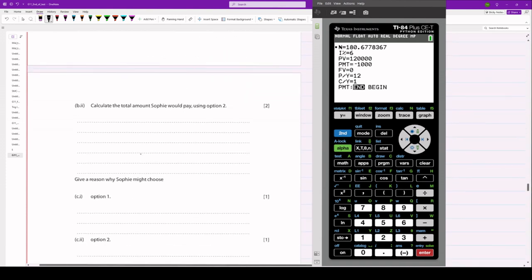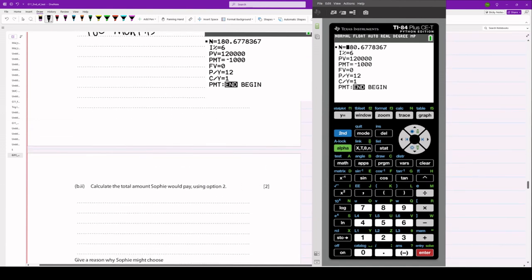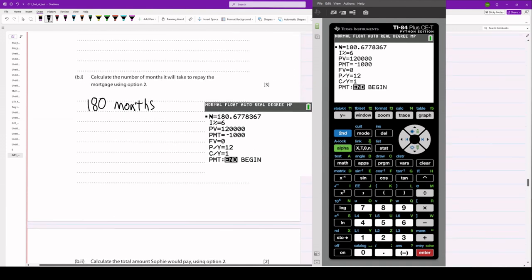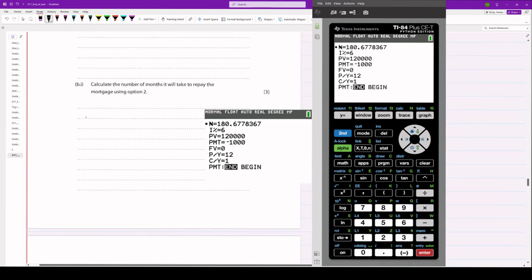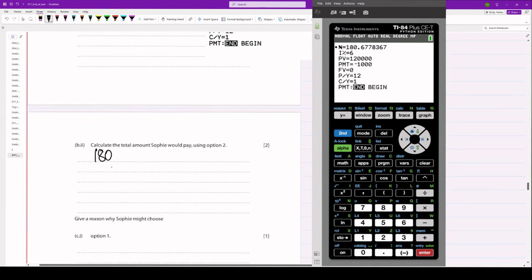Next question. Calculate the total amount Sophie would pay. Okay, well, this one's very, very easy. It's 100 and... Ooh, actually, no. Sorry, 181 months. There you go. 181 months. I have to round up to the whole number of months. Anyway, so 181 multiplied by $1,000 each month gives me $181,000.